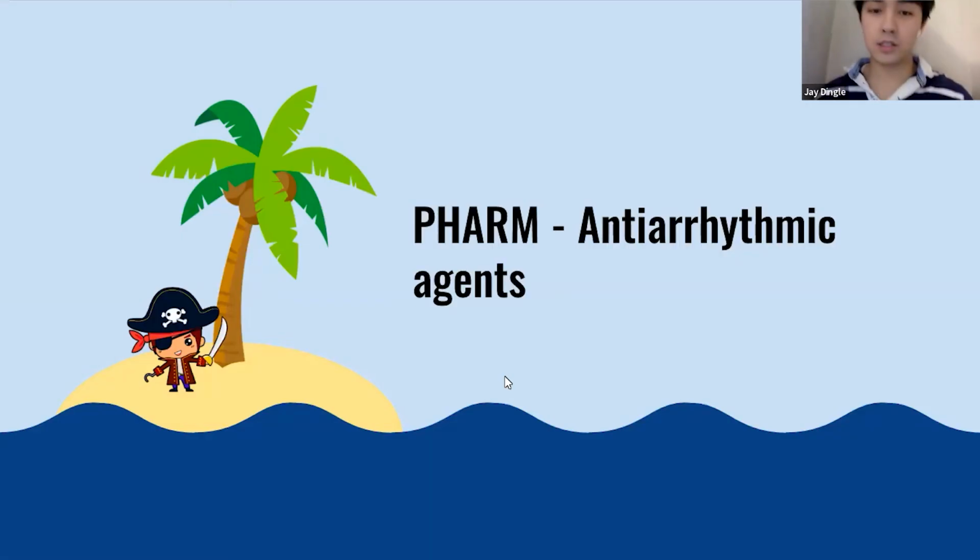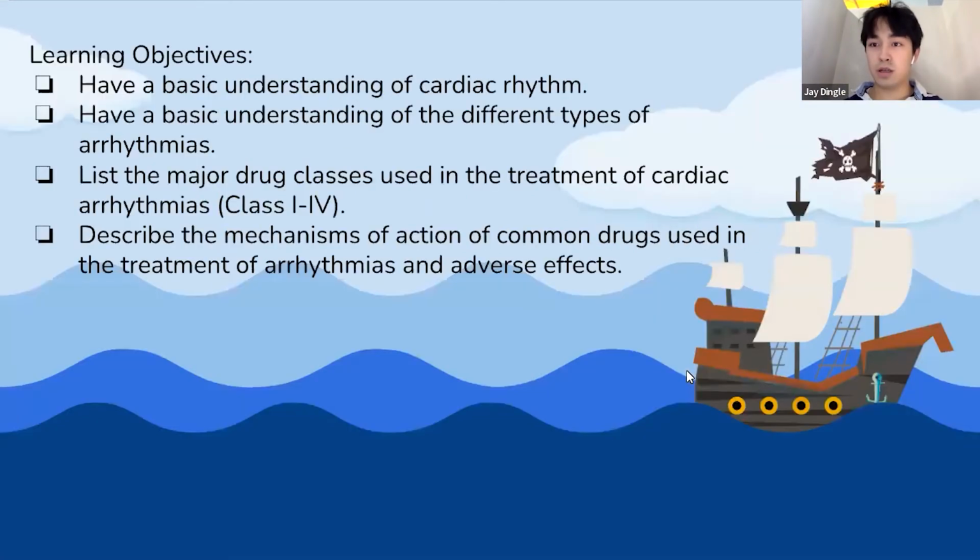Okay, hi guys. So just taking you through anti-arrhythmic agents for this week. So learning objectives are pretty simple. Looking at basic understandings of cardiac rhythm and different types of arrhythmias. And then we'll be looking at the different drug classes used to treat these arrhythmias, mainly the class 1 to 4 antiarrhythmic drugs, followed by 2 other ones that have been mentioned in your lectures. And we'll discuss the adverse effects and the mechanism of action for each of these.